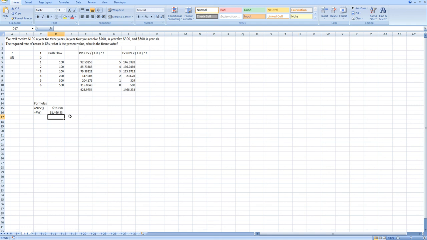So hopefully that helps clarify how to solve for the present value and future value where our cash flows are dissimilar.